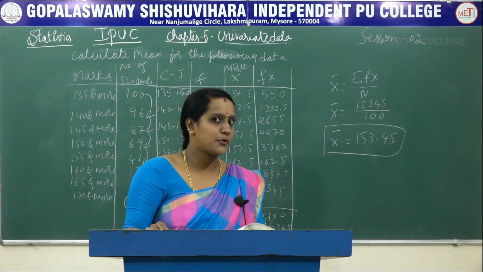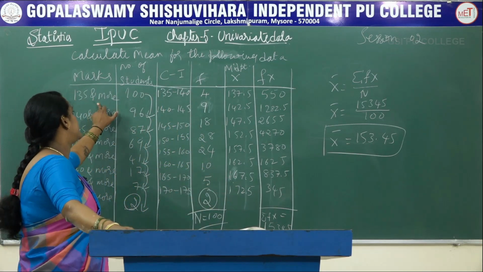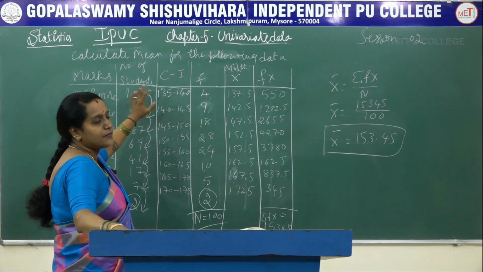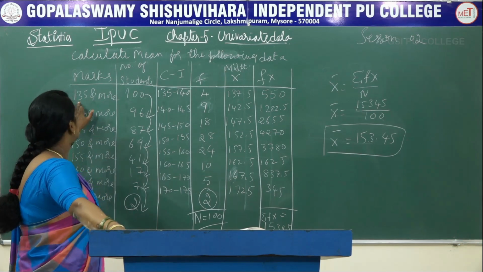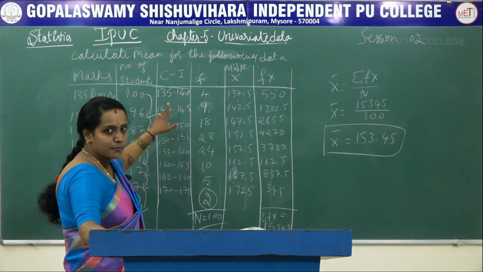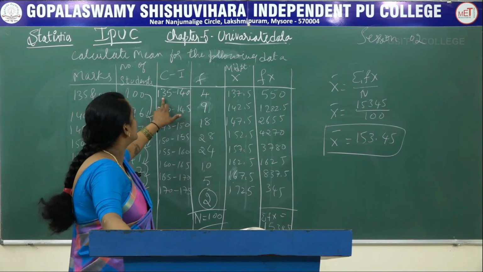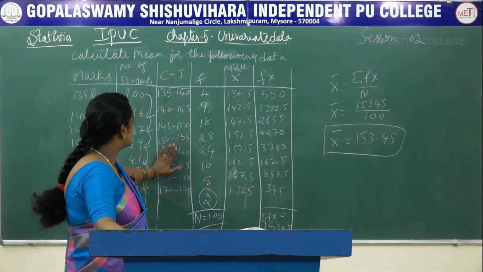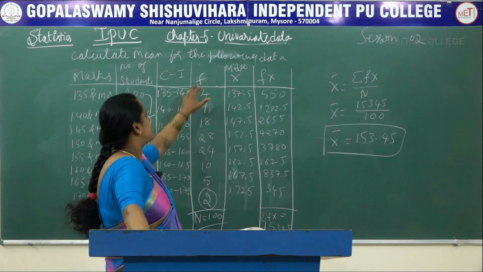Once again, I'll repeat the procedure. See, they have given only the marks and the number of students. To calculate the class interval, first we will see the difference of these numbers. It is 5, and this is 35 and more, so the difference of the next interval should be 5. So it will start from 135 and end with 140, and the class intervals go on like this. Then we have to find the f value, that is frequency.